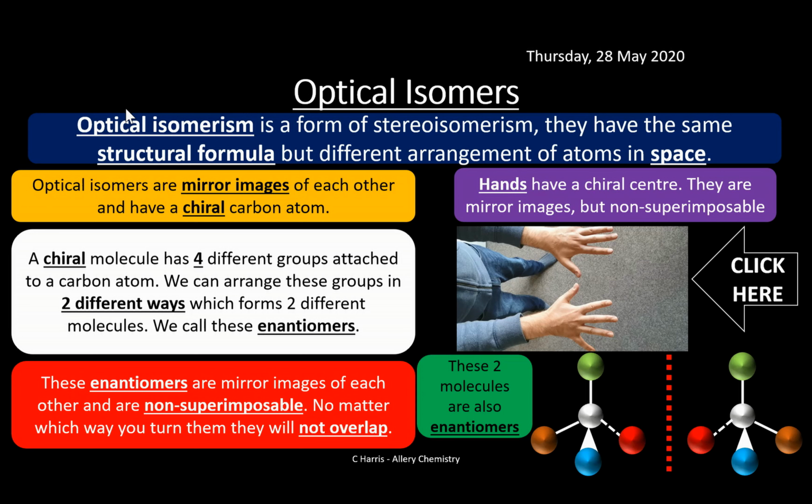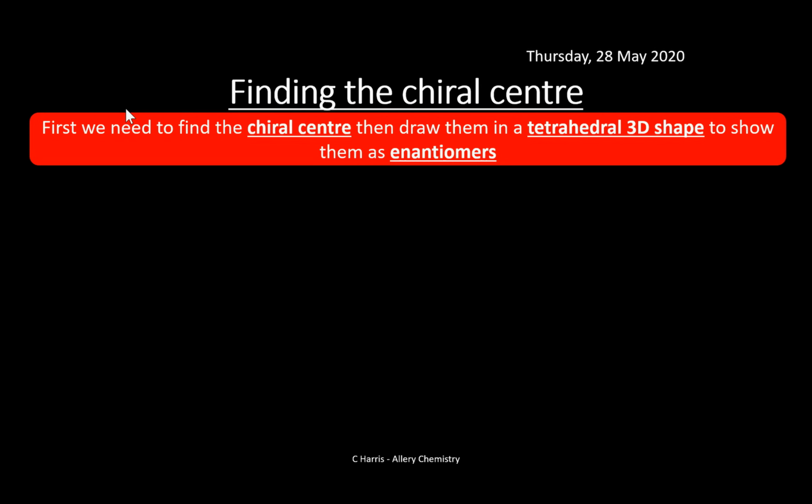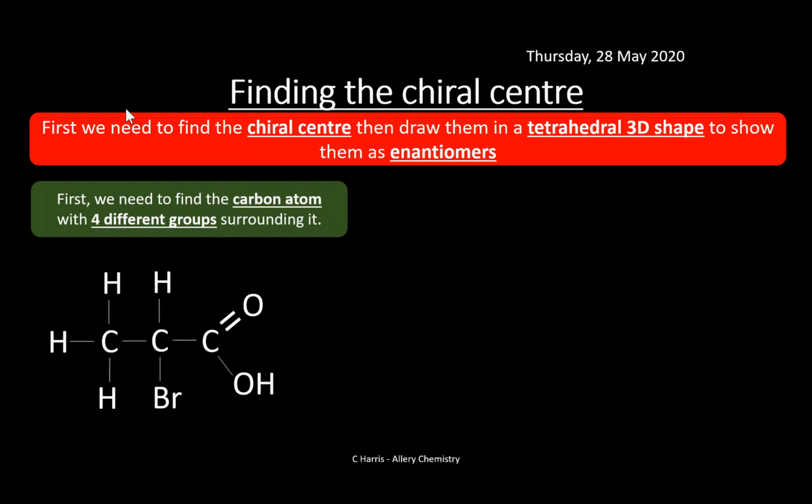Let's see how we find this chiral center, because we know what a chiral center is and we know the criteria, but what we've got to be able to do is find one. The best way of doing this, or of drawing the enantiomers, is you find the chiral center first. We then draw the 3D tetrahedral shape, which you would have seen in year 1 chemistry, and then we show them as enantiomers. First we need to find the carbon atom with 4 different groups surrounding it. You can see our molecule there.